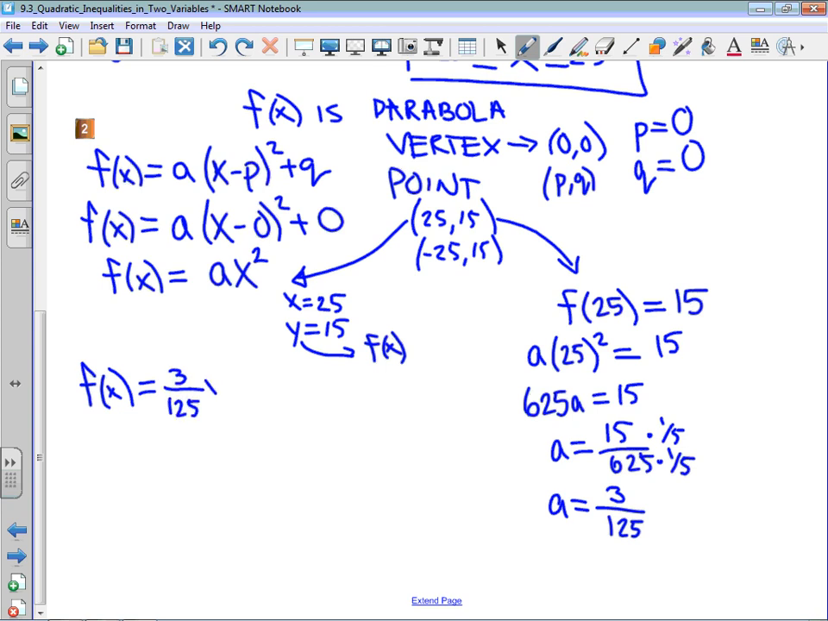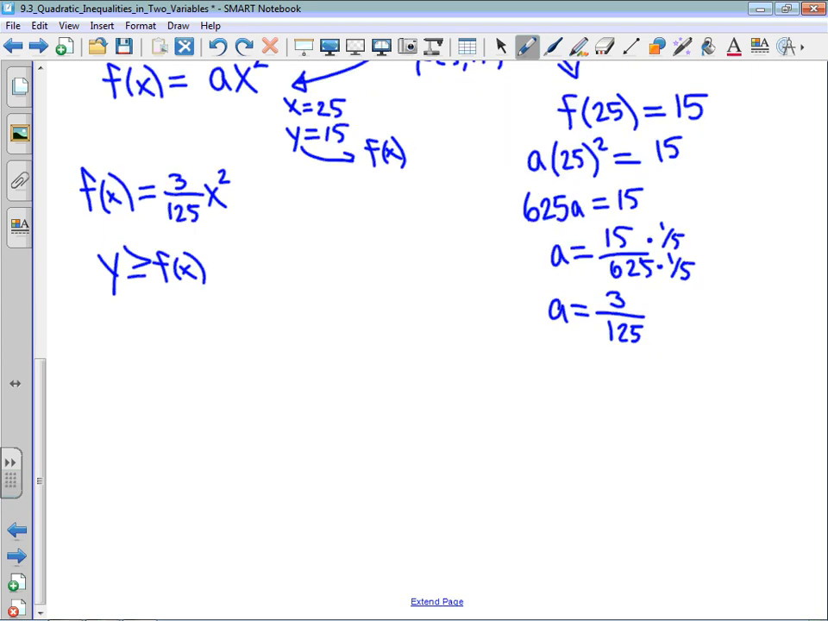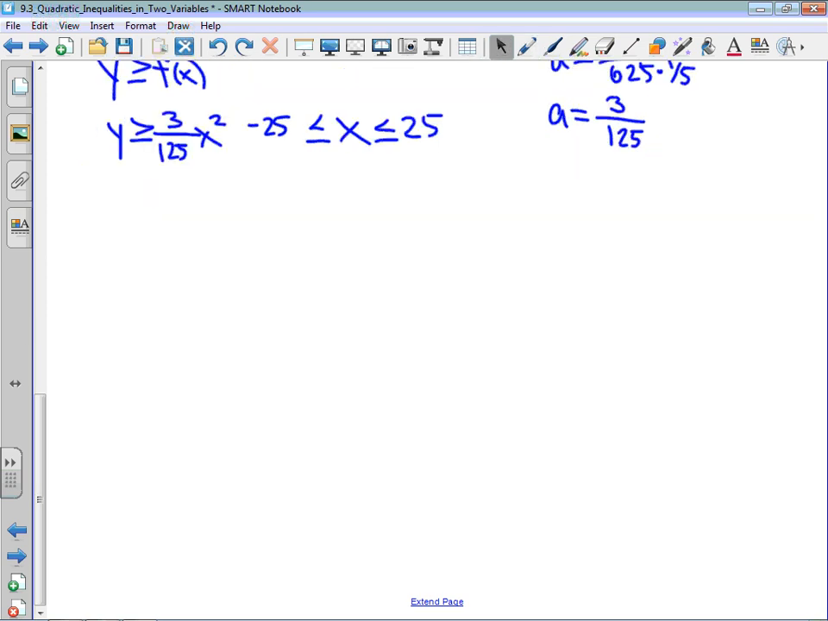But looking all the way back up, and I don't want to move too much, we identified that y was greater than or equal to the function. So the solution to this problem is that y must be greater than or equal to 3 over 125 times x squared, and x has to be less than or equal to 25, but greater than or equal to negative 25.